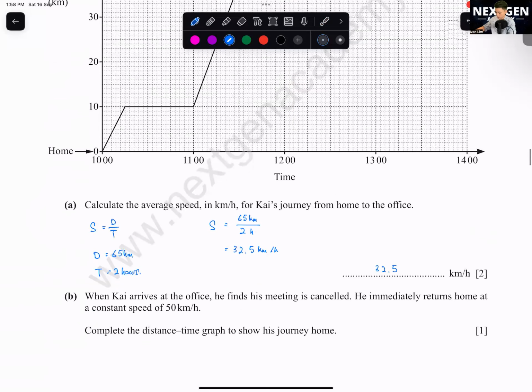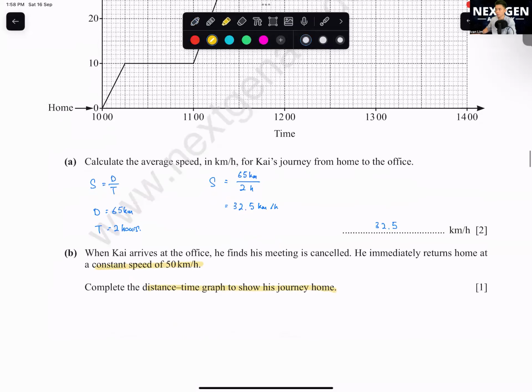Okay, question B. When Kai arrives at the office, he finds his meeting is cancelled. Okay, worst feeling ever. He returns home at a constant speed of 50 kilometers per hour. Complete the distance time graph to show his journey home. Okay, so we need to find how long he took to get home first.